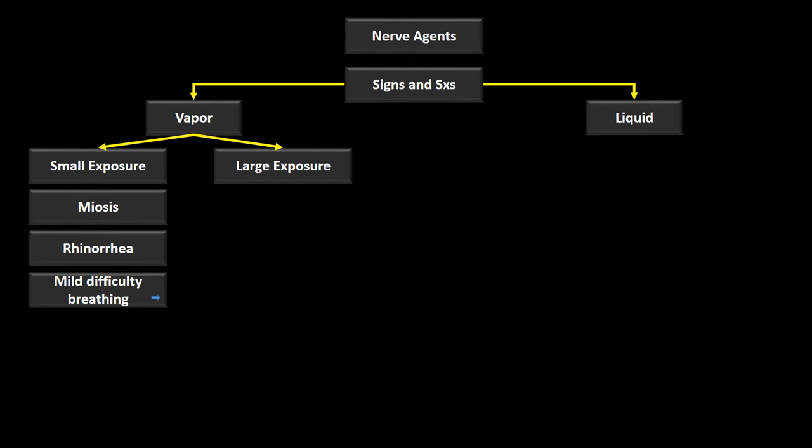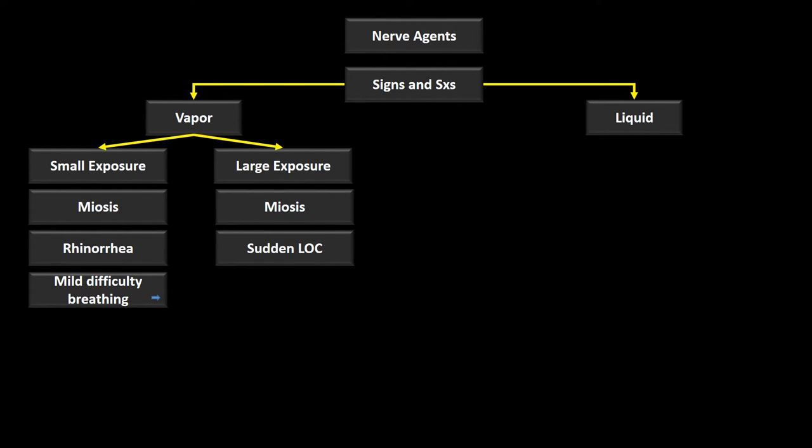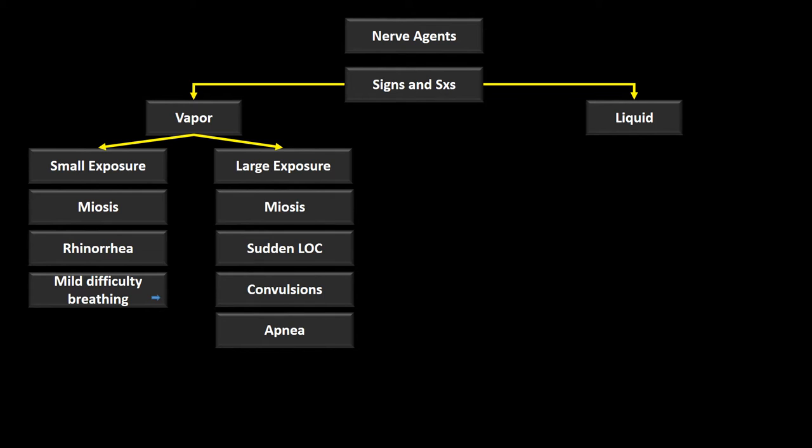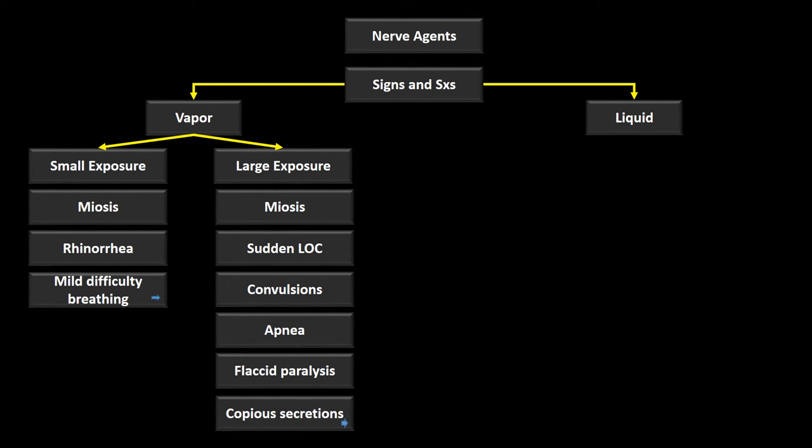With the large exposure, we're going to get miosis, we're going to get a sudden loss of consciousness, we're going to go into convulsions, we're going to go into apnea, then after that, we're going to go into flaccid paralysis, and we're going to have copious secretions. It's not mentioned in this chapter, but this is the same thing that happens when somebody gets poisoned with an organophosphate, because organophosphates are the main ingredients in pesticides. So you might see these symptoms in somebody who's putting down pesticides.